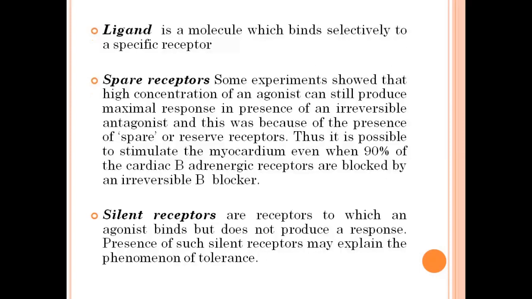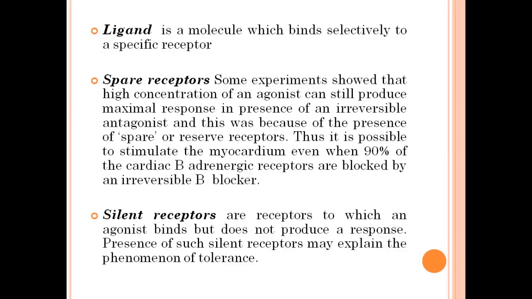Next we see what is a ligand. A ligand is a molecule which binds selectively to a specific receptor. Next we see spare receptors. Some experiments show that a high concentration of an agonist can still produce a maximal response in the presence of an irreversible antagonist, and this was because of the presence of spare or reserve receptors.